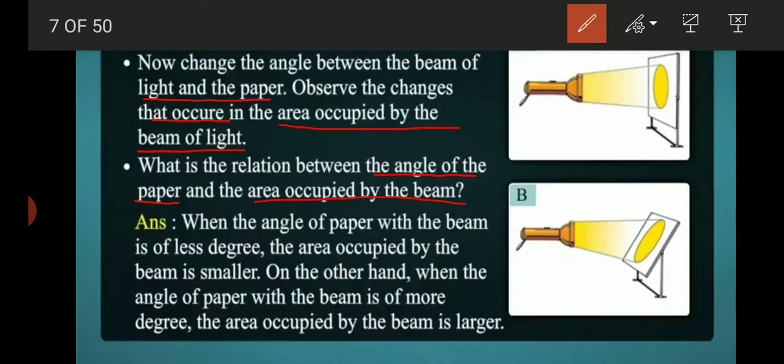When the angle of the paper with the beam is of less degree, the area occupied by the beam is smaller. On the other hand, when the angle of the paper with the beam is of more degree, the area occupied by the beam is larger.